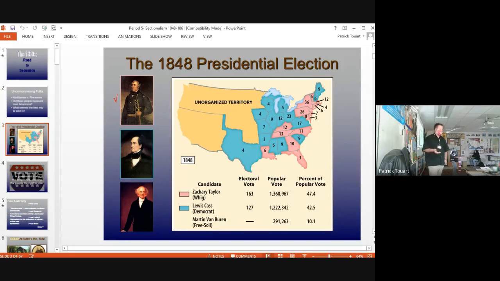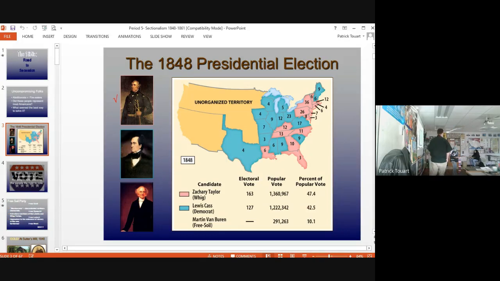Who said he wasn't going to run for re-election? Oh, and he didn't. He died not long after it, okay? He worked himself to death. So you have three candidates. The Whigs have figured out what's the only way to win, apparently. Run a war hero. Very good.